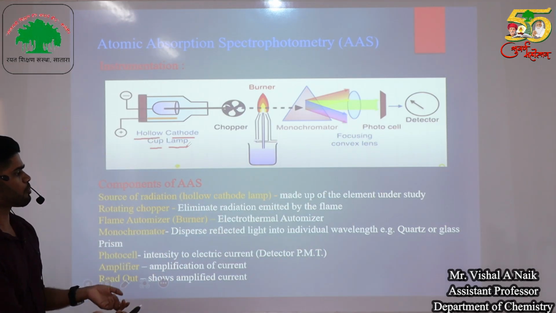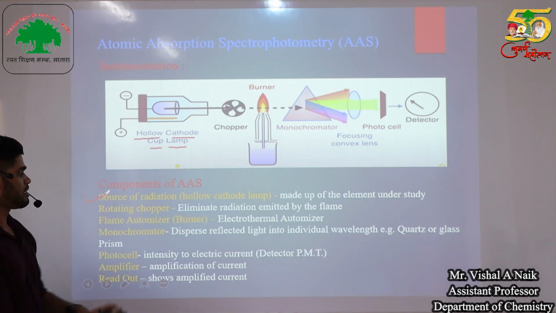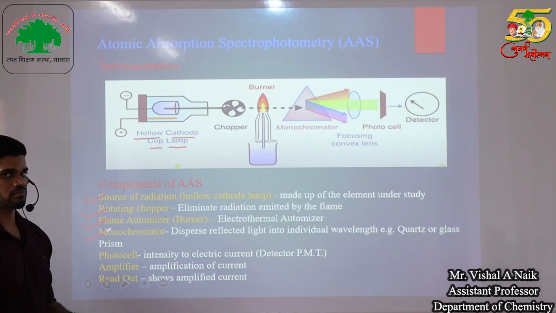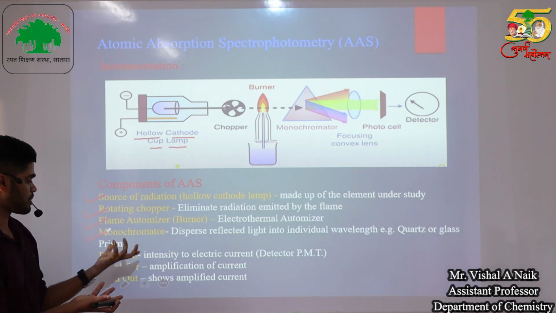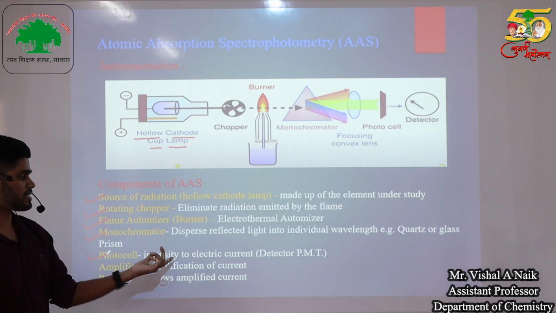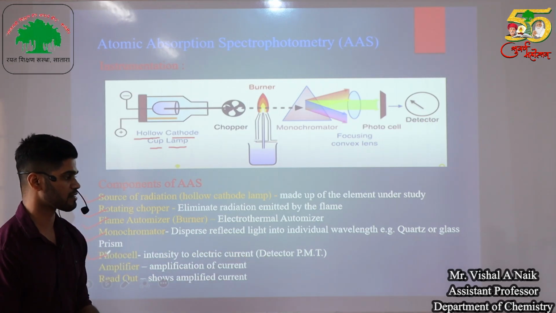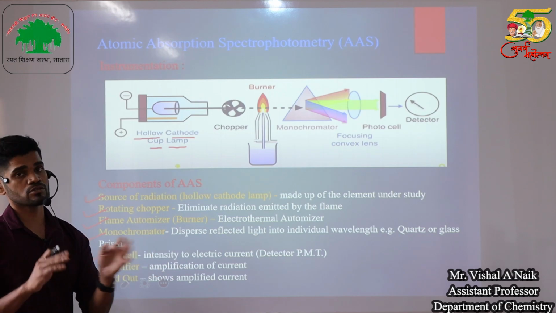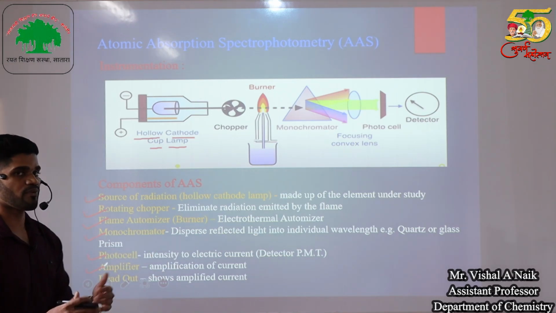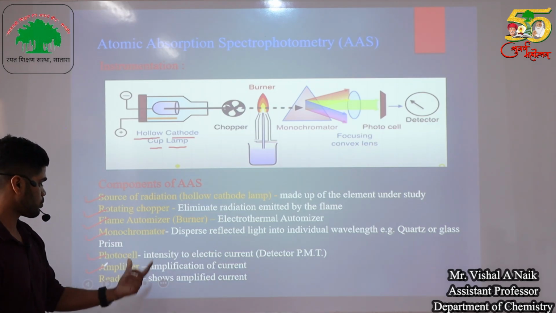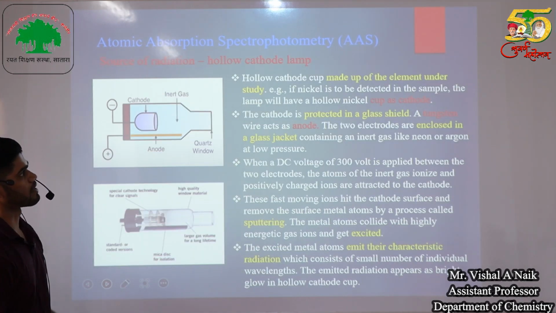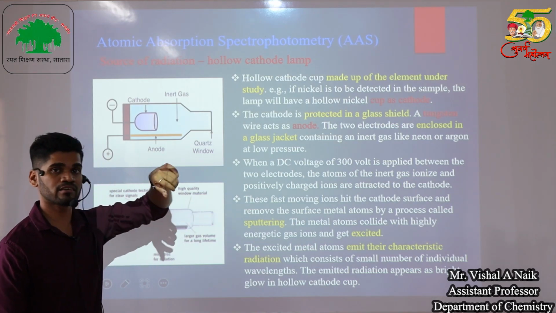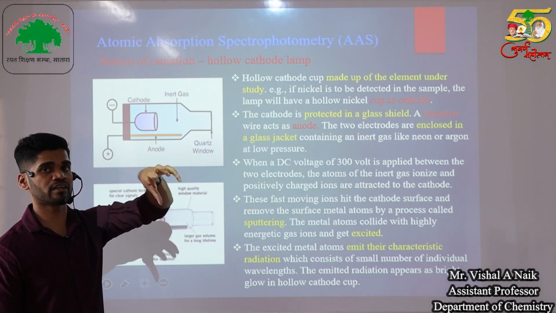So these are the components of AAS. First is the source of radiation, the hollow cathode cup lamp, then the rotating chopper, then the flame atomizer, called the burner, then the monochromator, where different types such as quartz, glass and prism are used. Then the photocell converts the intensity into electric current. Mostly we use a photomultiplier tube in FES and AAS. Then the amplifier amplifies the electric signal from the photocell, then the readout displays it. The source of radiation is the hollow cathode cup lamp, and we already know that this lamp is made up of the metal which we have to determine.